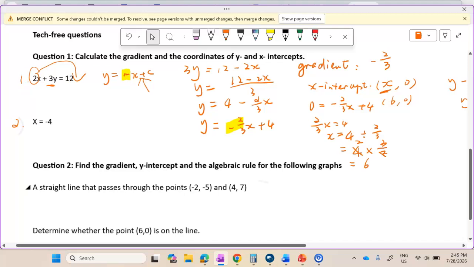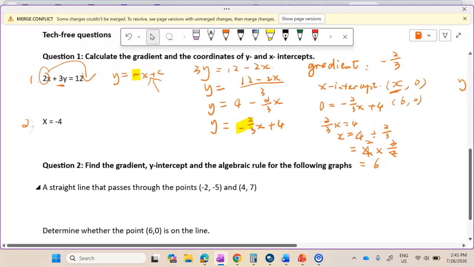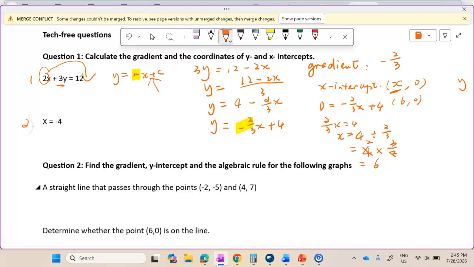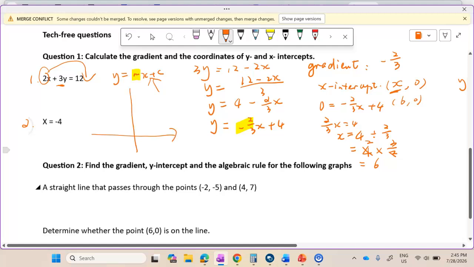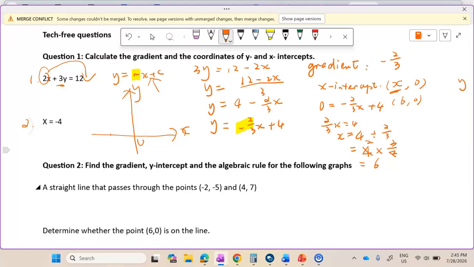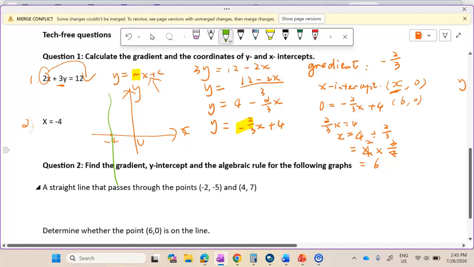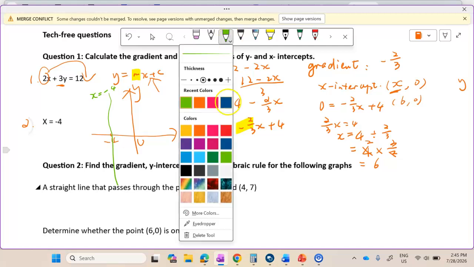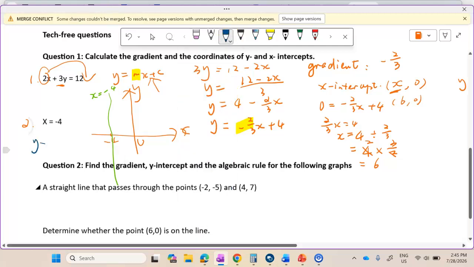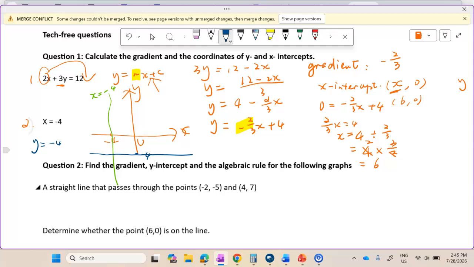Okay. Now next, the second question, x is negative 4. Now somebody might be wondering, is this even an equation? Well, interestingly, if we draw this in the Cartesian plane, let's find negative 4 here. We are going to draw a vertical line here, okay? So this line is x equals negative 4. And by the way, if the equation writes y equals negative 4, it's going to be a horizontal line, okay?